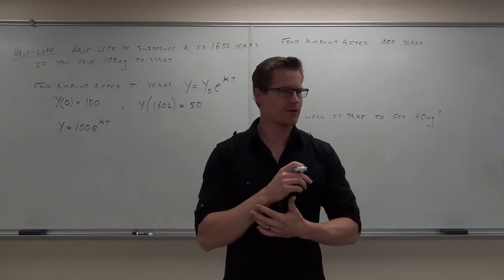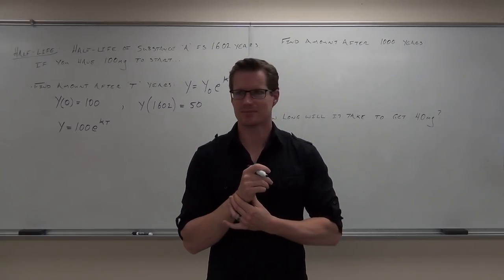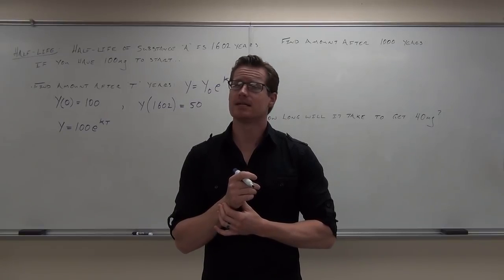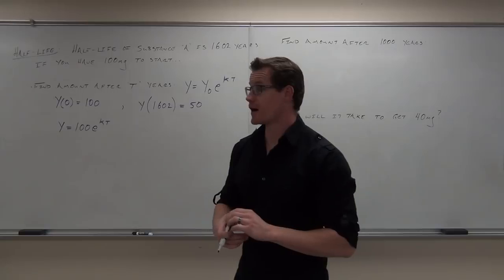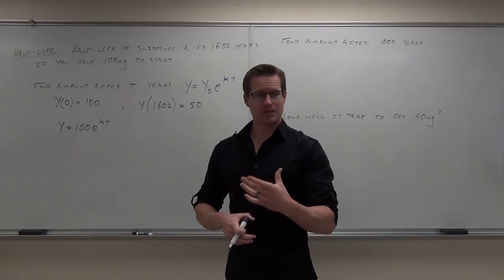That's exactly right. What are we going to do? Change the t by 1,602. What's the idea in plugging those numbers in? What are we trying to find right now? e to the k. We can solve for k.